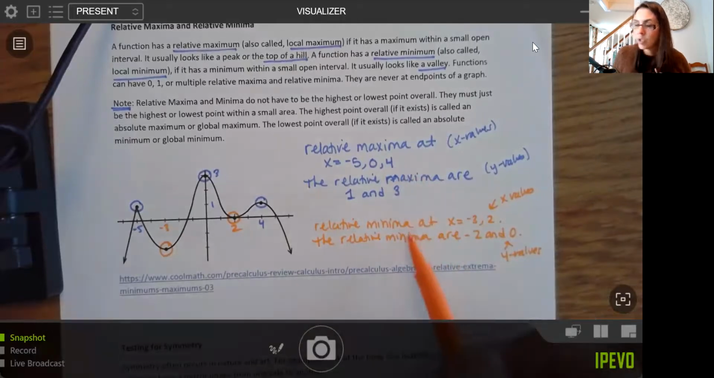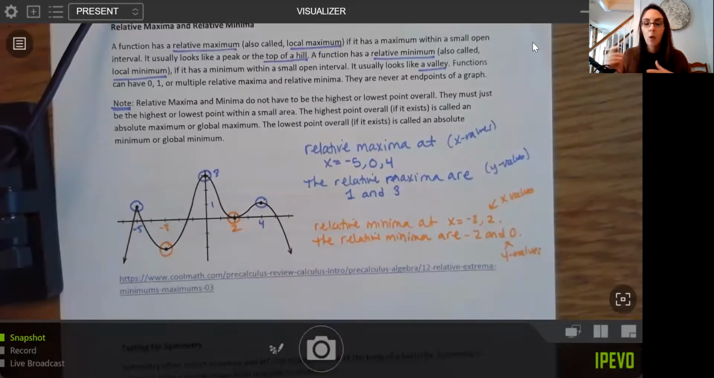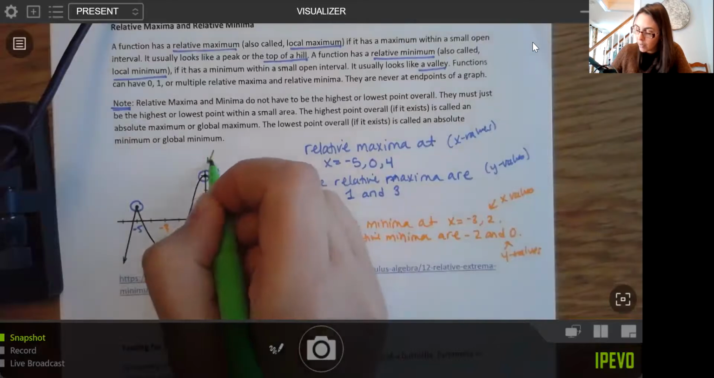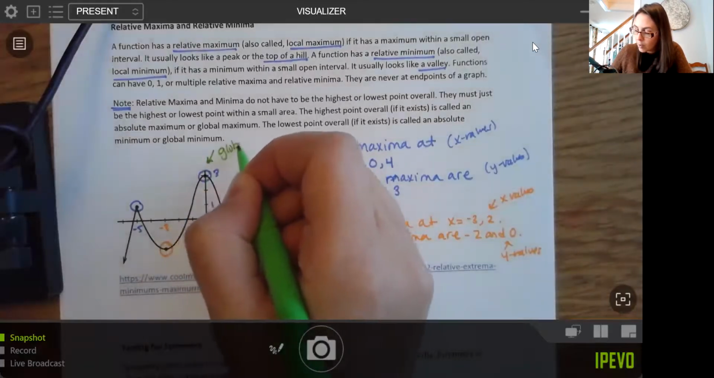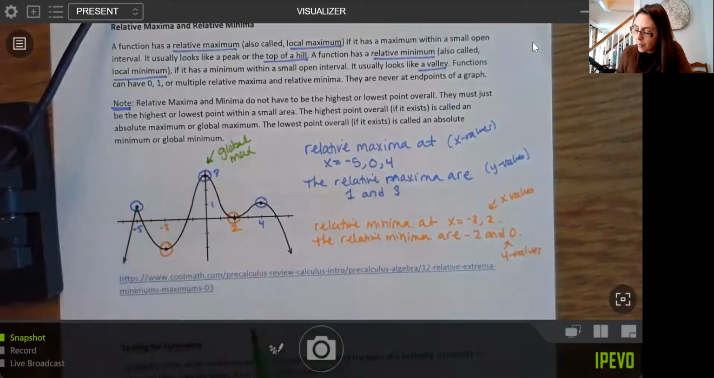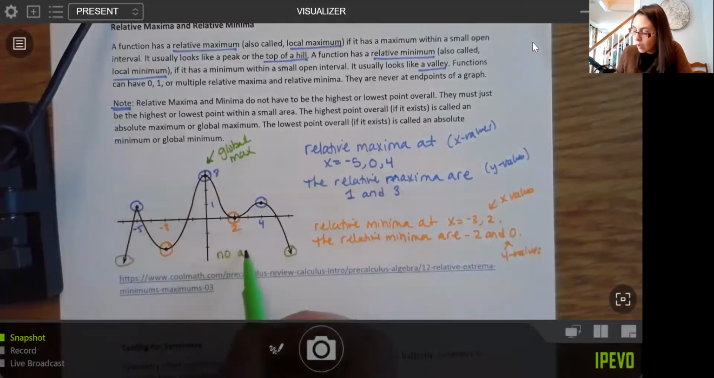Maxima and minima are just the plurals. So maximum would be singular, minimum obviously would be singular as well. Now your book doesn't really talk about global maximums here, so I don't want to spend too much time. But just as a note here, there is a global max. So notice the highest point of the graph is also right here. So this would have to be the global max or absolute max in this case. But because we go down to negative infinity, there is actually no global minimum.